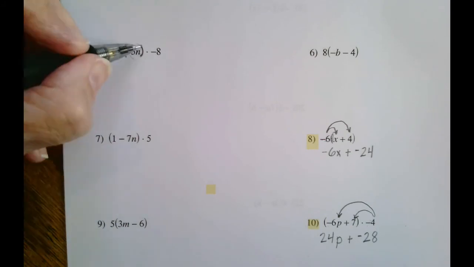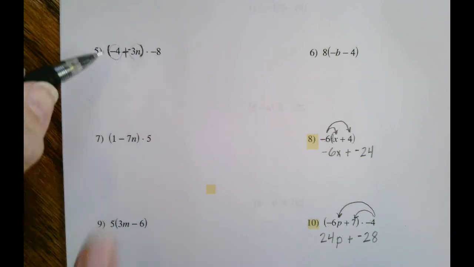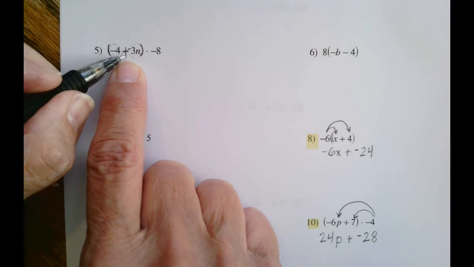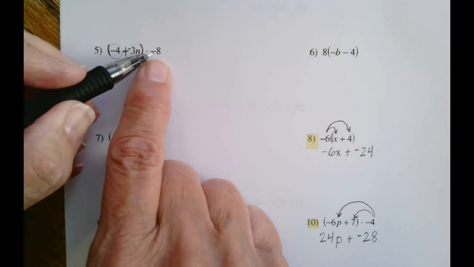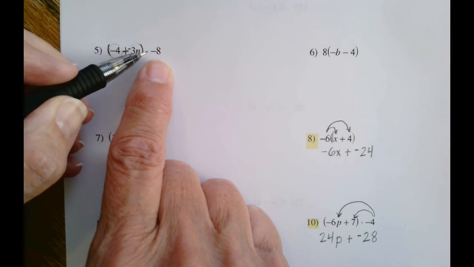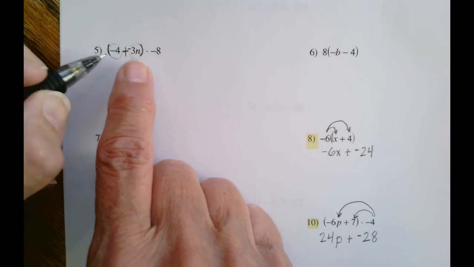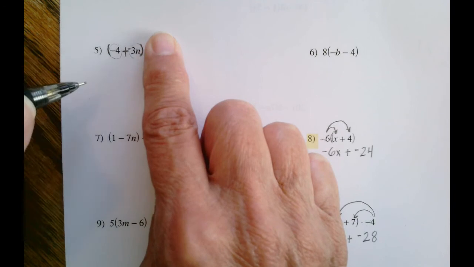Once I have done that, I bump up against my parentheses, so I stop. I'm only changing the subtraction part of the expression to an addition. I don't change this negative to a positive out here because this is multiplication. I am multiplying once I get outside of the parentheses. So I'm only looking at what's inside the parentheses and changing that.